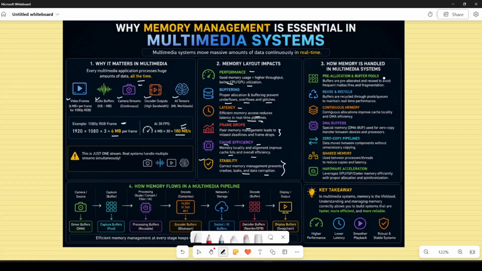So pre-allocation buffer pools means buffers are pre-allocated and reused to avoid frequent alloc and malloc and fragmentation. So we have buffers which handle the data being saved, right? So that has to be pre-allocated, because frequent freeing and allocation and deallocation will lead the memory areas to be fragmented, right?